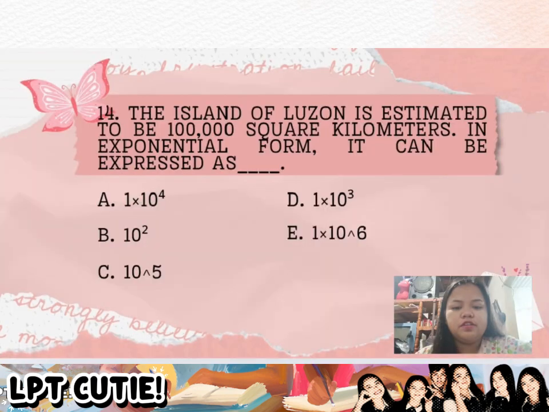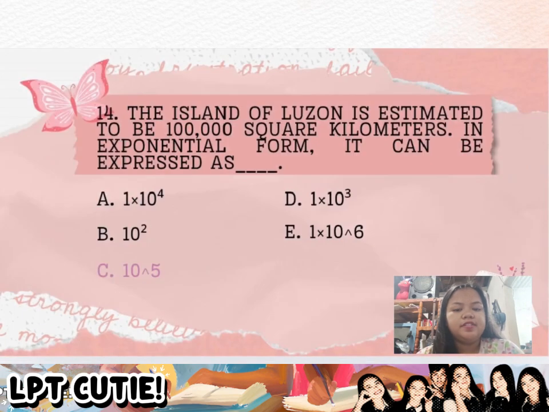Okay? So number 14. The island of Luzon is estimated to be 100,000 square kilometers. In exponential form, it can be expressed as, is it letter A, 1 times 10 to the power of 4, letter B, 10 to the power of 2, letter C, 10 to the power of 5, letter D, 1 times 10 to the power of 3, or letter E, 1 times 10 to the power of 6? So what do you think is the correct answer?